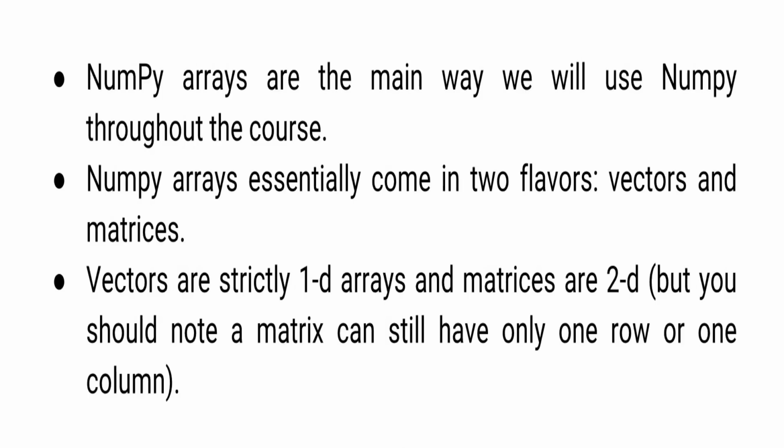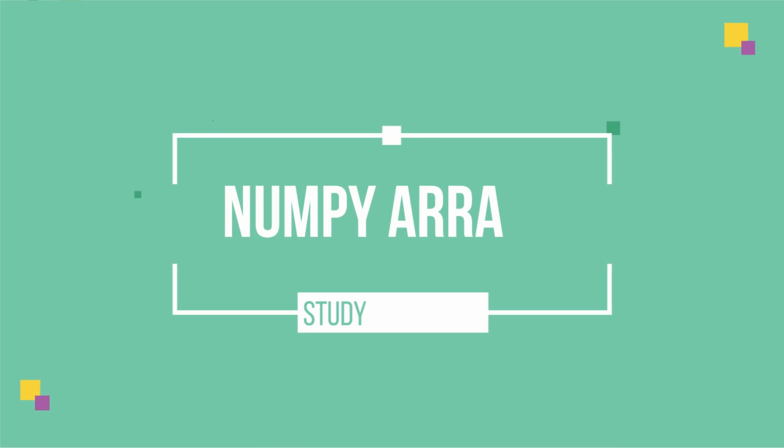Alright, let's briefly discuss how we're going to use NumPy throughout this section of the course. We're mainly going to be working with NumPy arrays. NumPy arrays essentially come in two flavors, either vectors or matrices. Vectors are strictly 1D arrays and matrices are 2D, two-dimensional. But you should also note that a matrix can still only have one row or one column. Let's go ahead and jump to the Jupyter Notebook to get started.